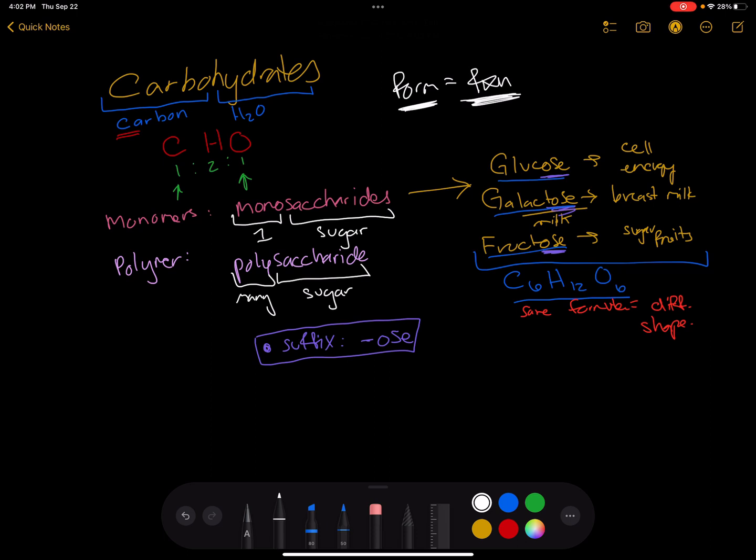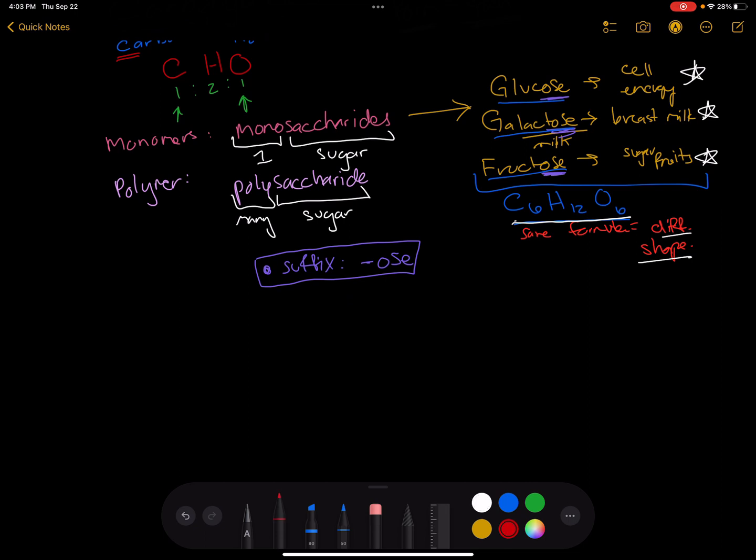So even though these all have the same formula, C6H12O6, you can see that all of them have a different function. This one does cell energy. This is the sugar in breast milk. This is the sugar in fruits. And yeah, they'll all end up kind of giving energy of some sort, but because they are a different shape, that means they're going to be in different things.